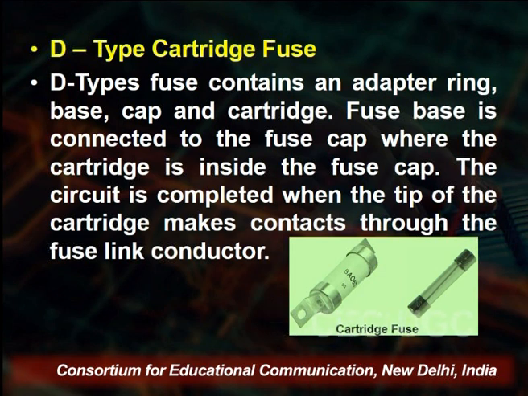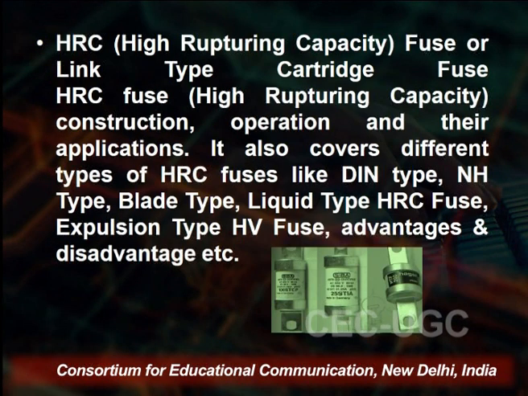You see on the screen that this is the D type cartridge fuse. On both sides we have a cap, and this cap completes the circuit and attaches with the other parts. So the D fuse contains the adapter ring, base, cap and the cartridge. The fuse base is connected to the fuse cap, where the cartridge is inside the fuse cap, and the circuit is completed when the tip of the cartridge connects through the fuse link conductor.